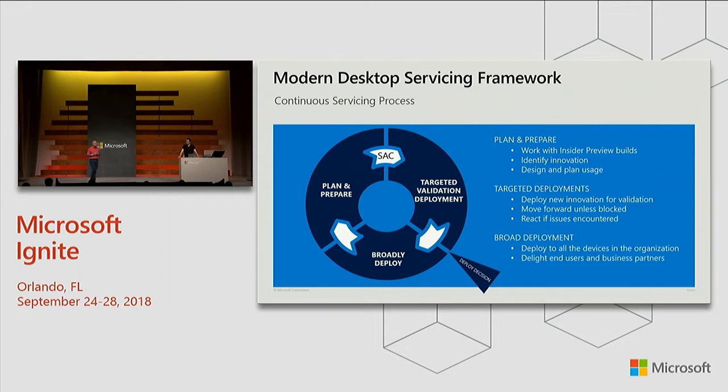You do your planning and design work for how you're going to use those features, and then it gets released as the SAC release. You'll then roll that out to a set of targeted users for validation. Rob's going to show you how to do that in just a second. Once you've decided those things are good to go, you make a deploy decision, then you roll those out broadly to your organization so that everybody gets to use them.